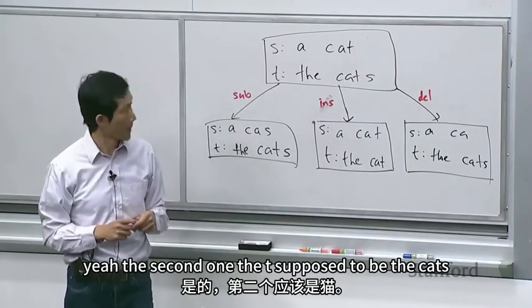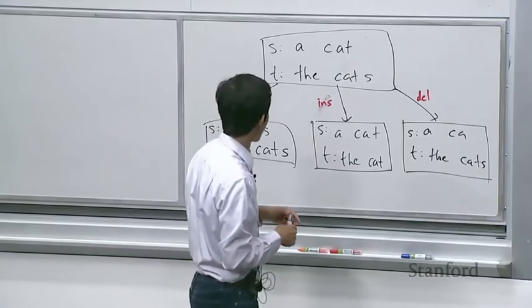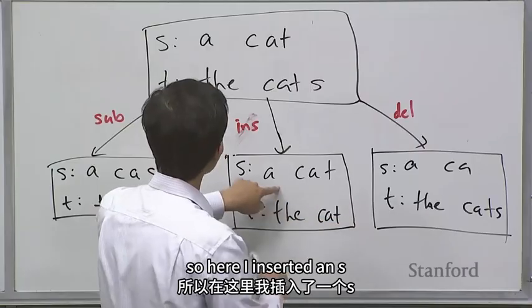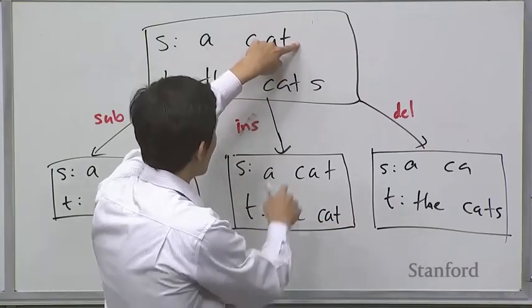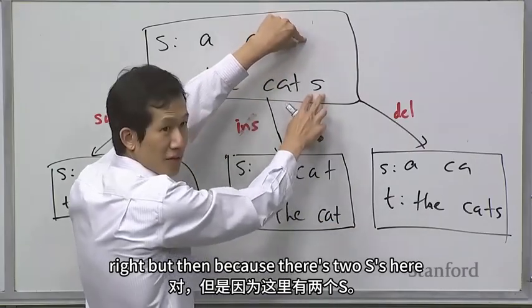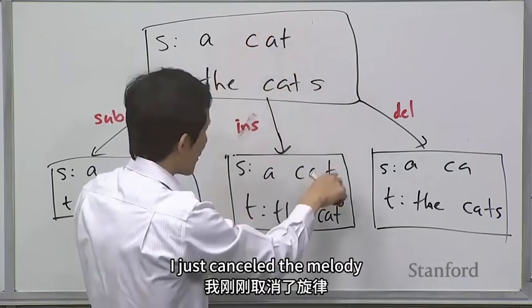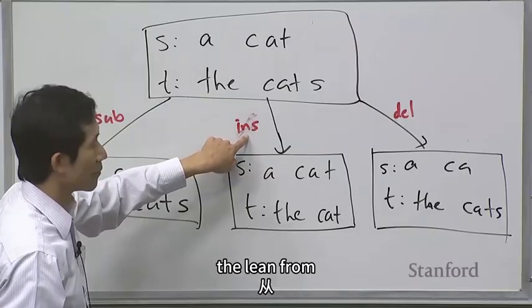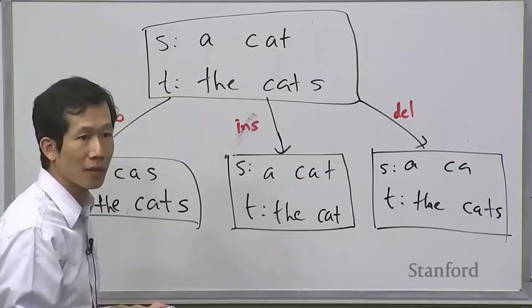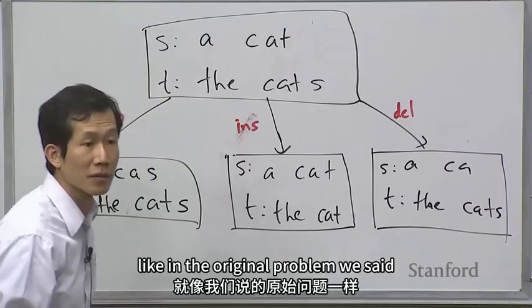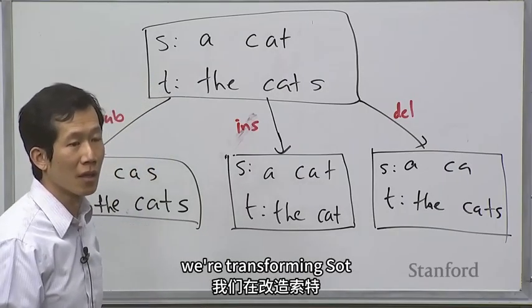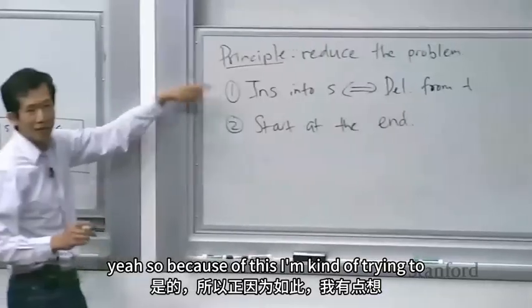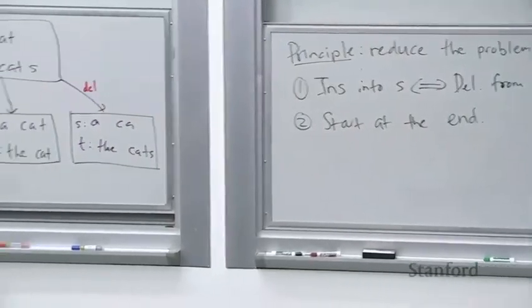The second one, the T is supposed to be the cats. You mean this one? Yeah. So here I inserted an S, right? But because there's two S's here, I just cancel them out. So you can think about this as really deleting from S. We're just not considering it that way. In the original problem, we said we're transforming S to T. So because of this, I'm kind of trying to reframe the problem a little bit.